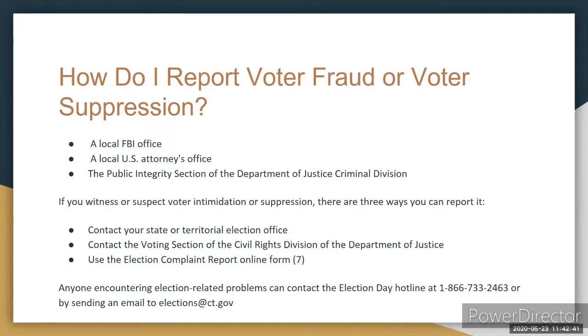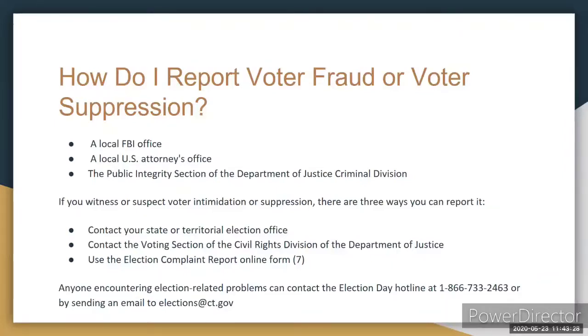How do you report voter fraud or voter registration suppression? If you suspect voter fraud, report it to your state or territorial election office. You can also report it to an FBI office, U.S. Attorney's Office, or the Public Integrity Section of the Department of Justice's Criminal Division. If you witness or suspect intimidation or suppression, there are a few ways you can report that. Contact your state or territorial election office, the Voting Section of the Civil Rights Division within the Department of Justice, or use the election complaint report form, which you can find online. That's something you could just Google.